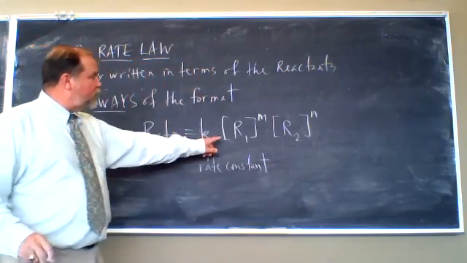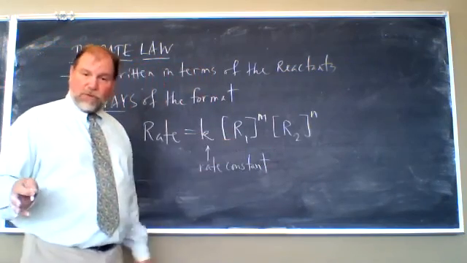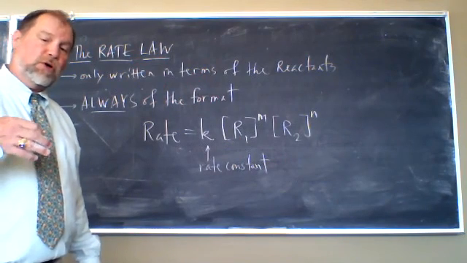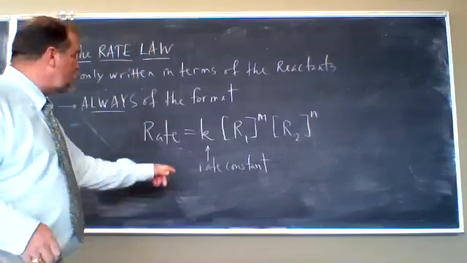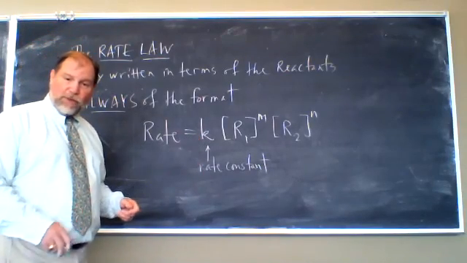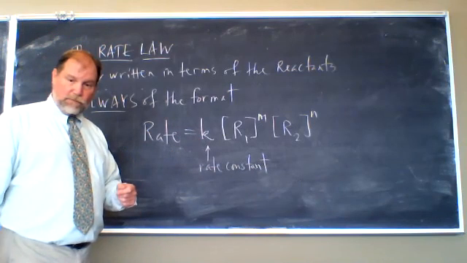And so the rate is going to be proportional to the concentrations that we have for any reactant. In order to turn that proportionality into an equivalence, we introduce the scaling constant. Here, the scaling constant that we introduce is called the rate constant.